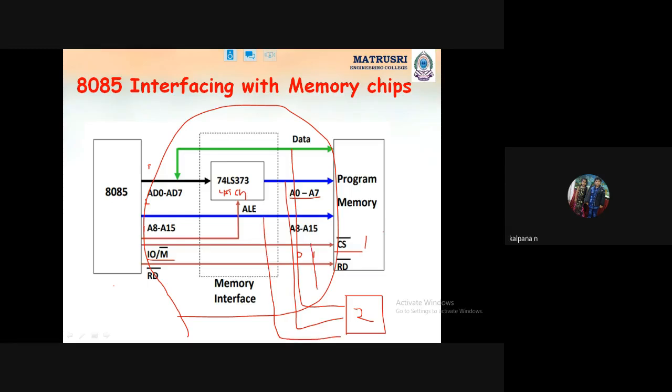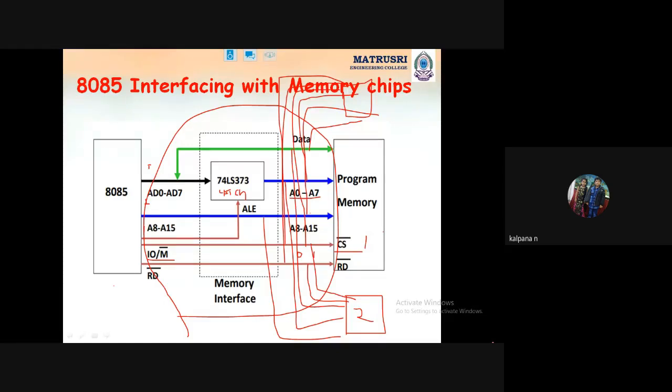Understand? Are you following? Like this we need to connect. If one more chip is there, then again like this. We need to draw neatly. Every line should be represented neatly. Like this, we need to interface. This is the procedure to draw the interfacing circuit.